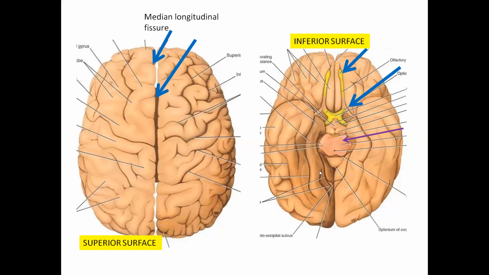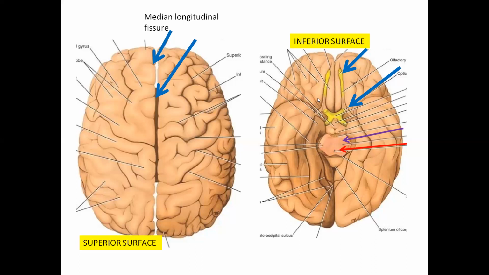This inferior surface is the best way to see your midbrain, the internal features of the midbrain. The purple arrow is pointing at the midbrain. The red arrow is pointing to a cavity that you see in the midbrain posteriorly. That is a cerebral aqueduct.